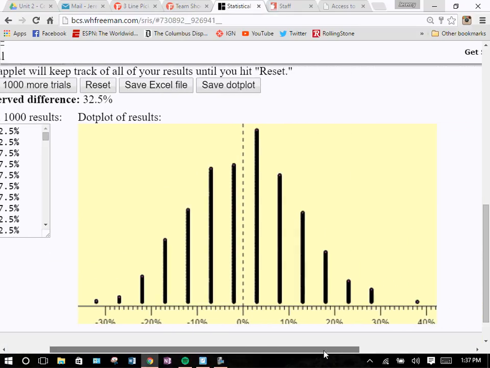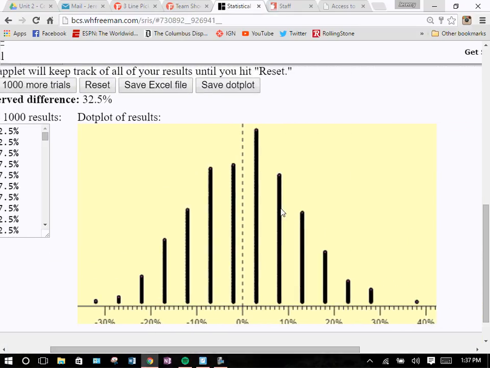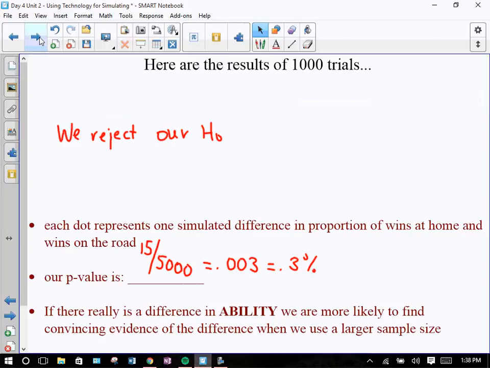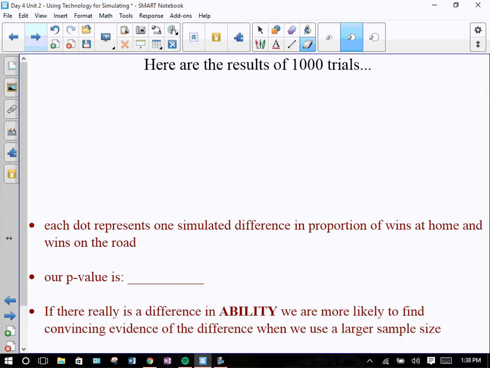So you get a graph now, right? Notice, we did 1,000 simulations. So that means there's 1,000 dots on this graph. You can't really see the individual dots. So before we do anything else, you need to write this down in your notes so you can follow along. Each dot represents one simulated difference in proportion of wins at home and wins on the road. Write that for your dot plot.